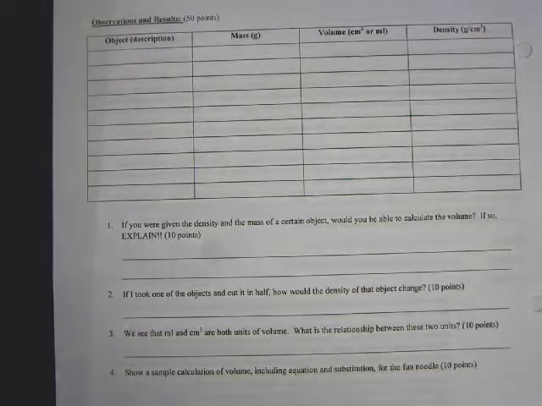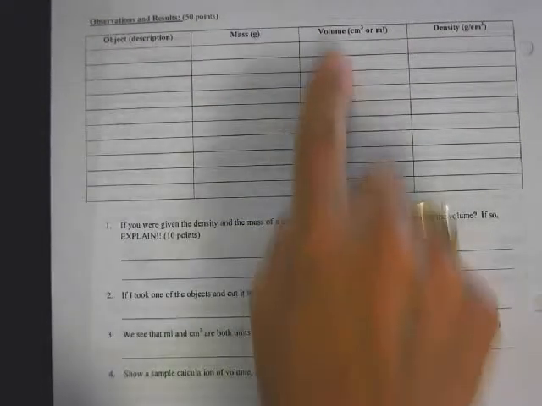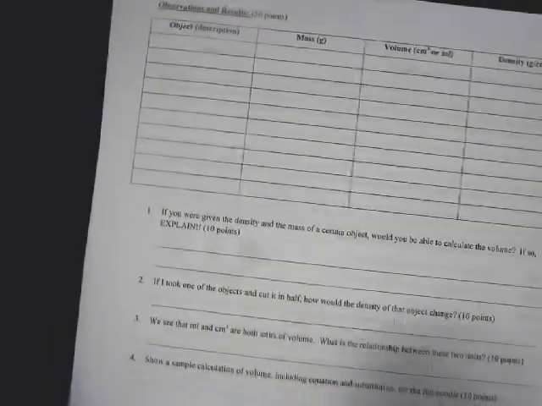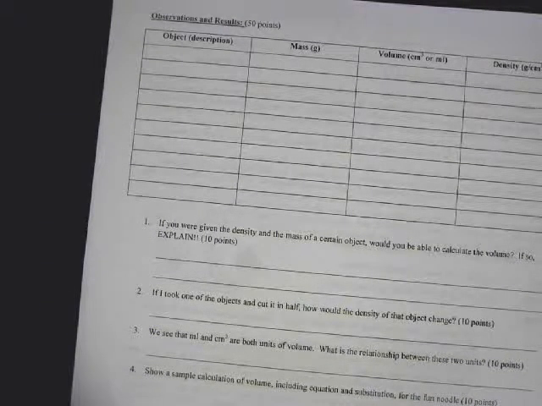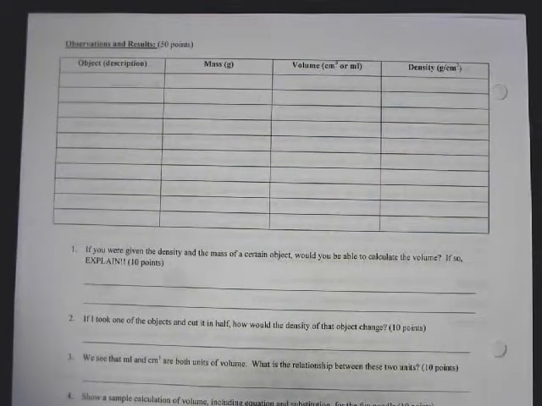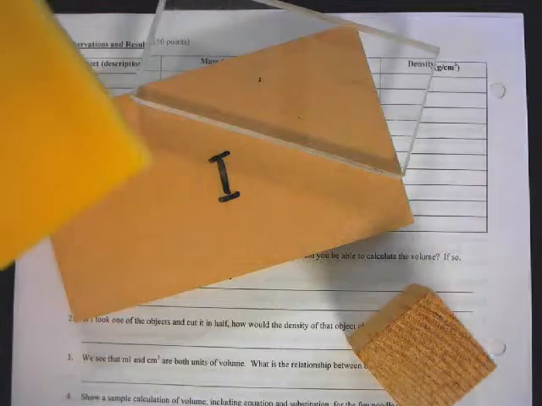Now, density is mass divided by volume, but how we calculate the volume is going to be different depending upon the object that we have. So we have a bunch of objects. I have a lot of things like this. They're like rectangles or blocks. There's quite a few different ones.